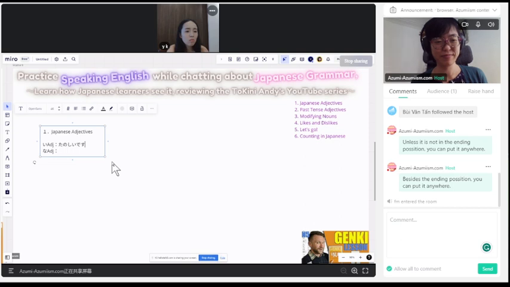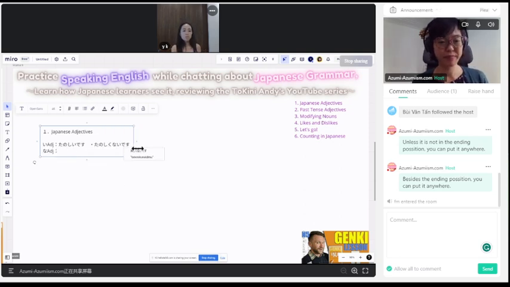For the negative, we take that i character and we replace it with kunai. Tanoshikunai. And that's the negative, right? Cut the i, add kunai. And that's the negative of an i adjective. Tanoshikunai. Not fun.